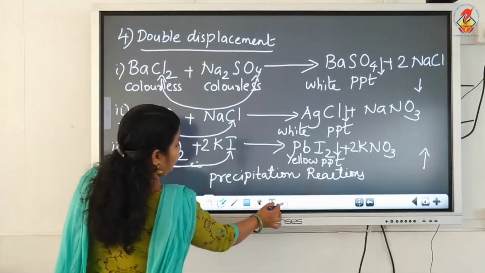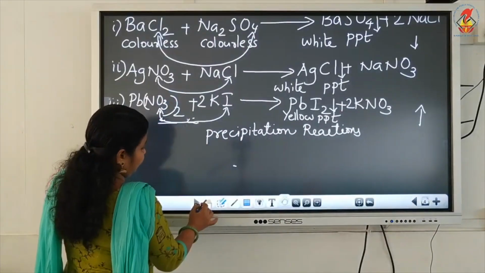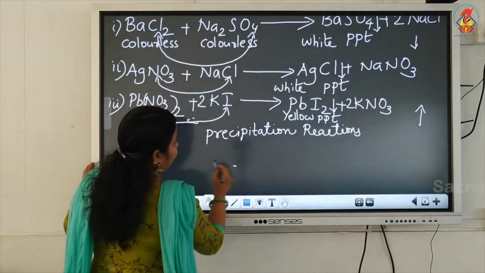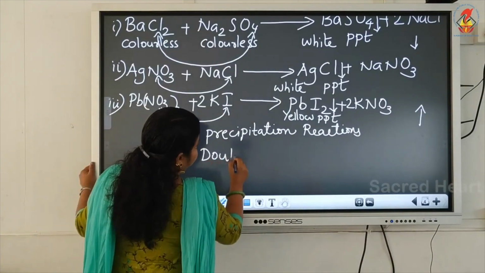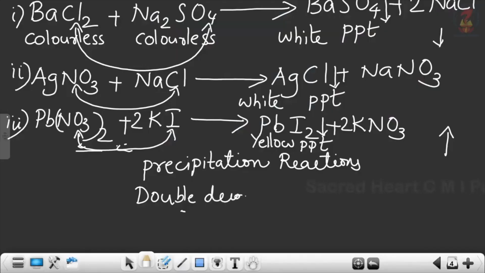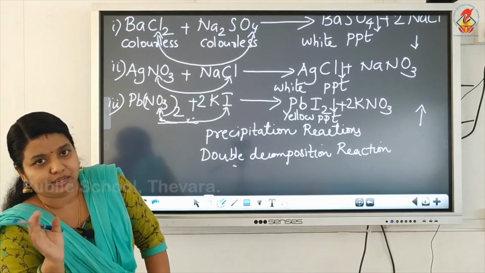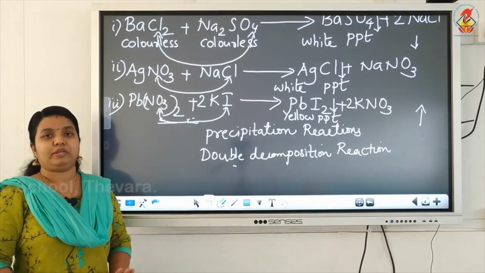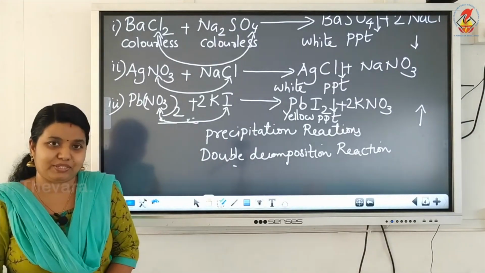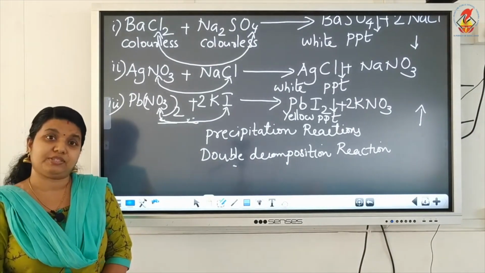Okay. So one more name is there for this type of reaction. These reactions are also known as double decomposition reaction. So double displacement reactions are also known as precipitation reaction or double decomposition reaction. Okay, so that much about double displacement. I hope it is clear to you.